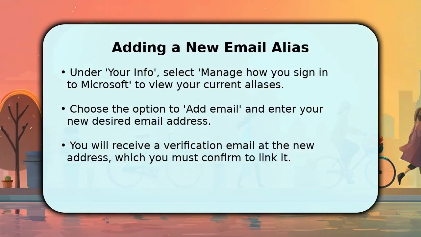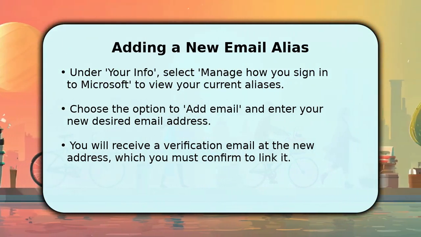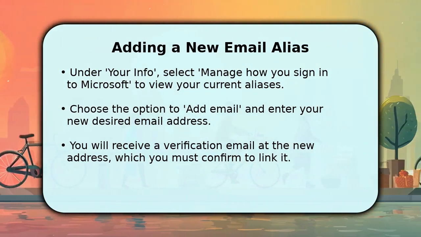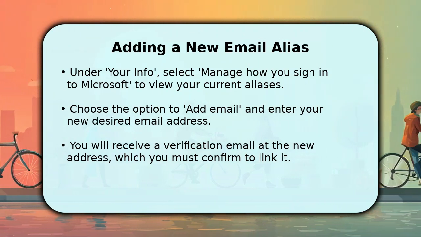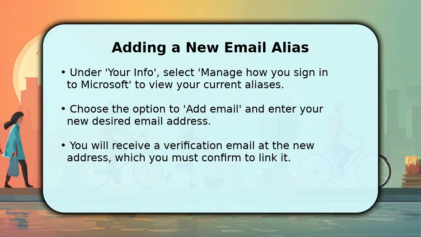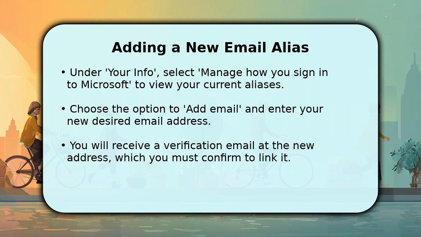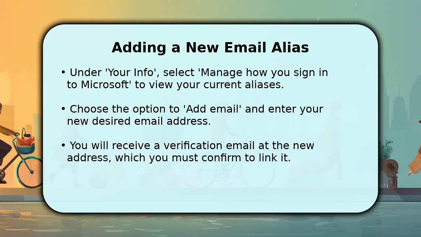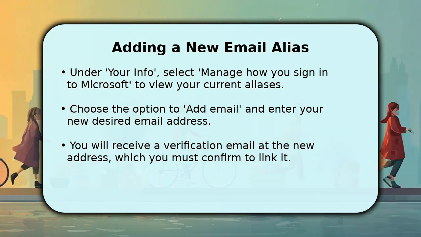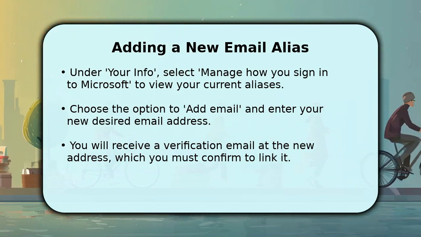On the Manage How You Sign Into Microsoft page, you will see your current primary email listed. Below that, click on the link that says Add Email. Enter the new email address you wish to associate with your Xbox account. Microsoft will then send a verification message to that new email. Open the message and follow the link to confirm ownership. Once confirmed, your new email will appear as an alias.